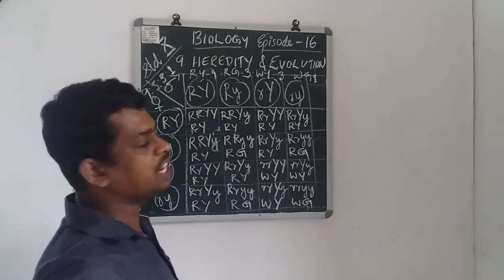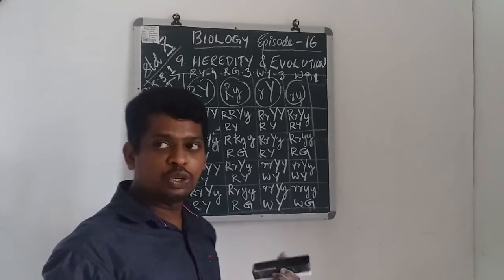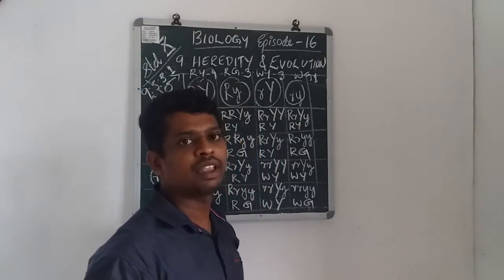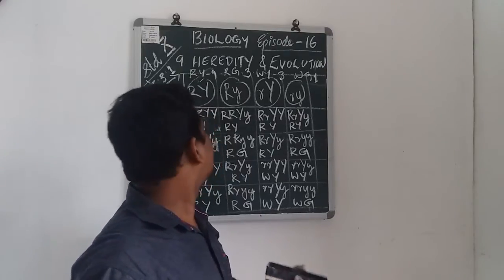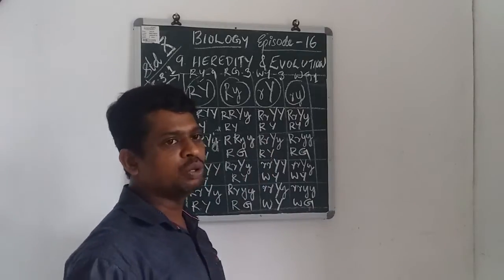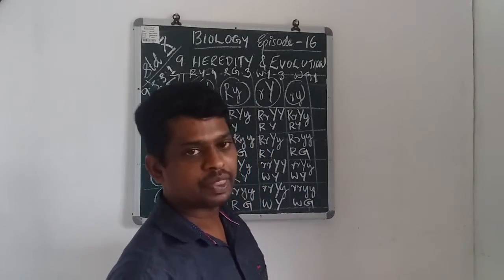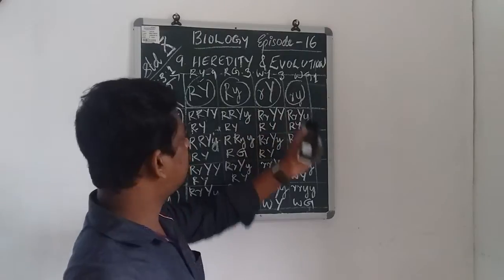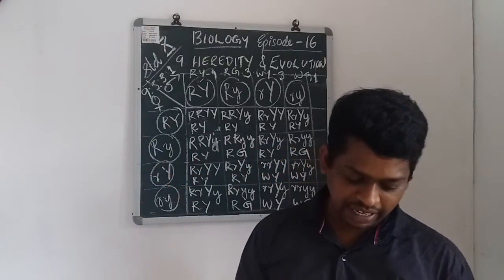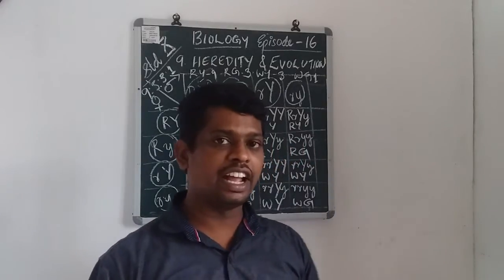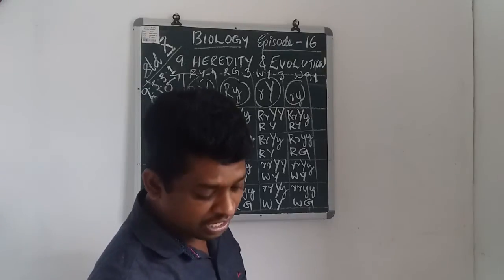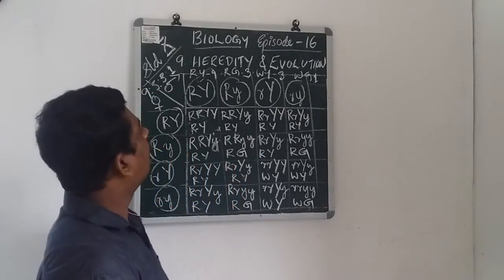The genotypic ratio: when two contrasting characters are crossed with each other, the ratio will be 9 is to 3 is to 3 is to 1. In totality of two plants, there are 315 round yellows here.